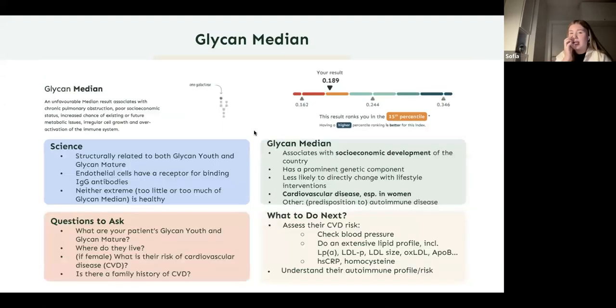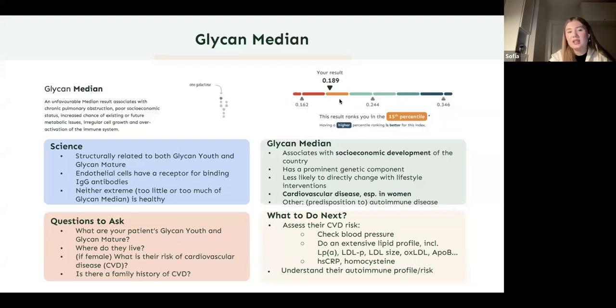And the last one is the glycan median, which is a very, very interesting one, I would say, because it's bidirectional. In this case, the presentation of it might be a bit confusing because it looks the same as others. So you have this red part and you have this green part. But what we usually say to our partners is that we don't want the median to be in either extreme. We want the median to be right at the middle, as the name suggests.